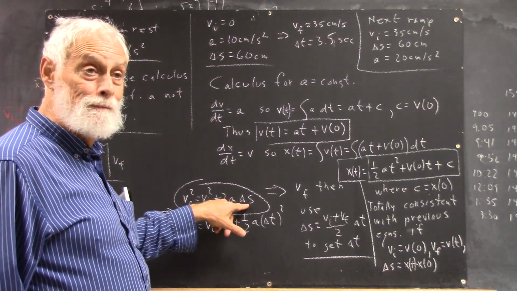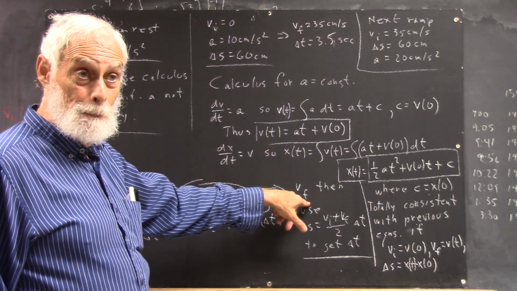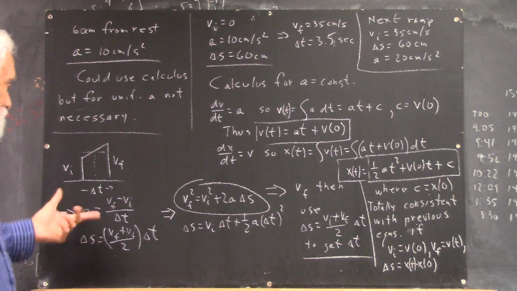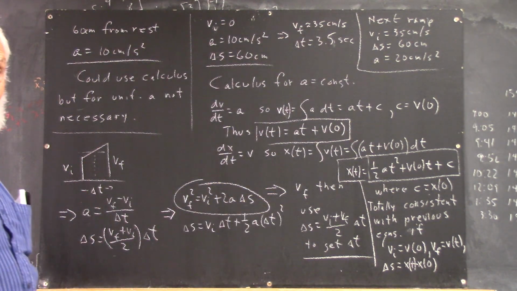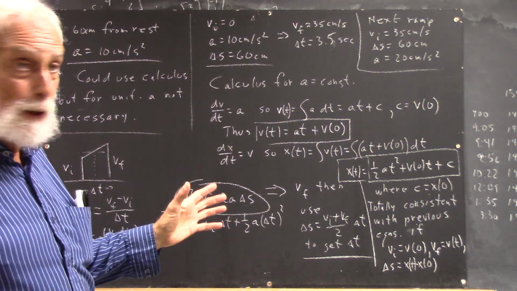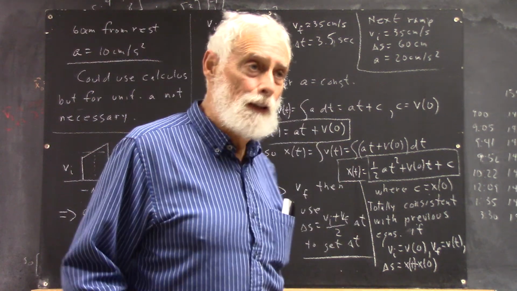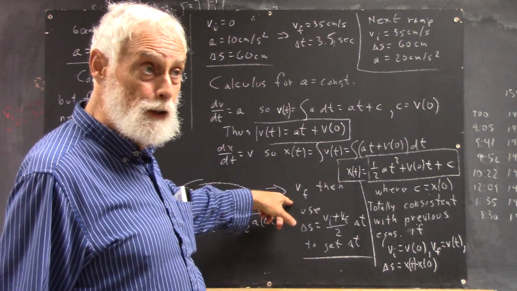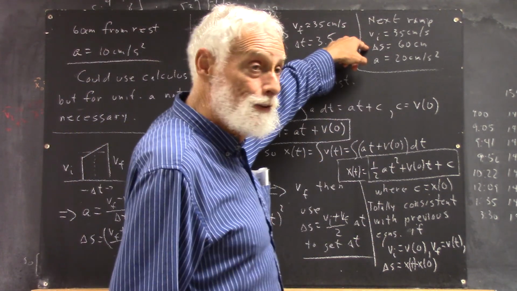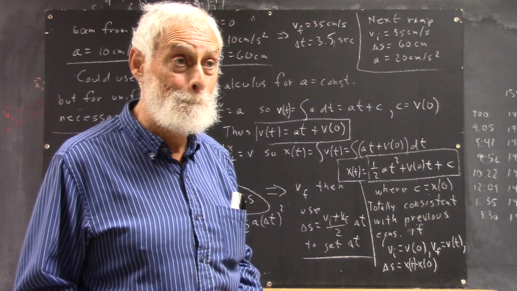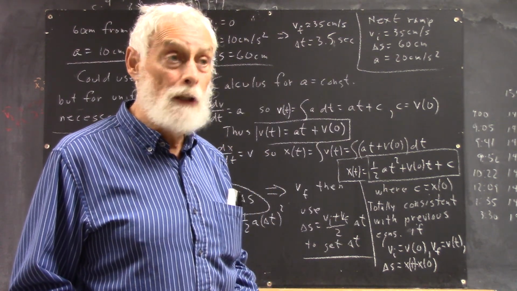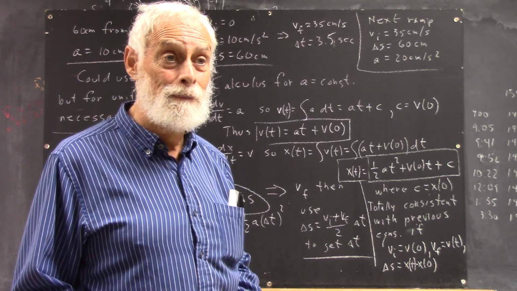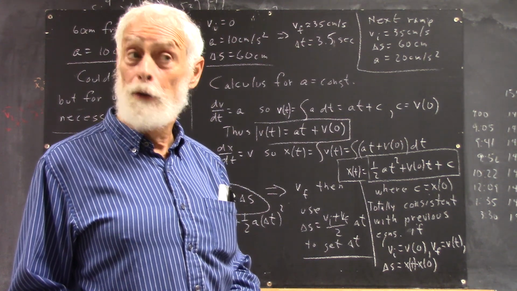You plug it in, you get your VF, right? Then you can go to this equation or this one, or you can just use your brain, average the initial and final velocity, the initial velocity you're given and the final velocity that you get, and divide it into 60 centimeters, you get your delta T, right? You can always use your brain. And I recommend that you use your brain instead of equations when it's possible to do that.